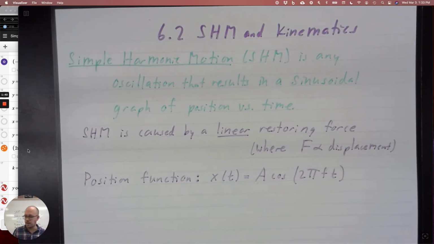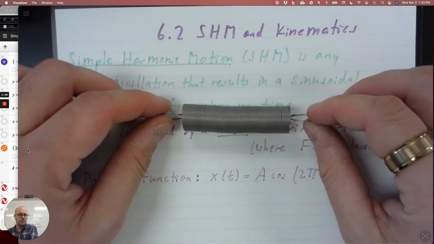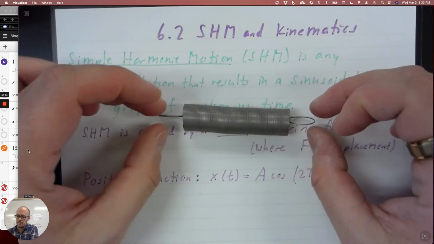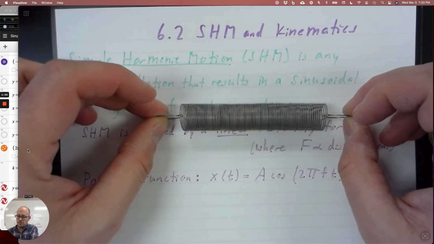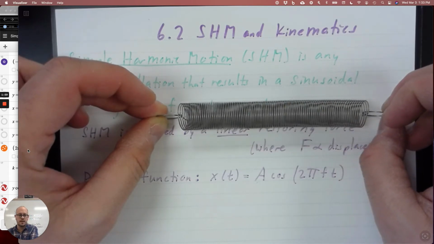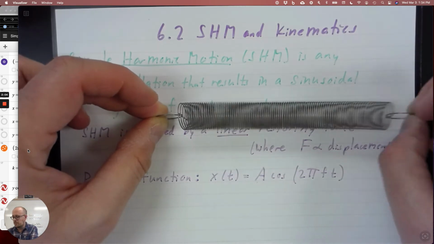So if you think back to the spring oscillator, there's a linear restoring force. It's Hooke's law, force equals k times x. If I stretch it some amount, I get some force. If I stretch it twice as far, I get twice the force. 3 times as far, I get 3 times the force.